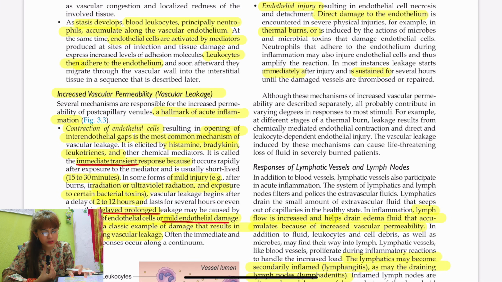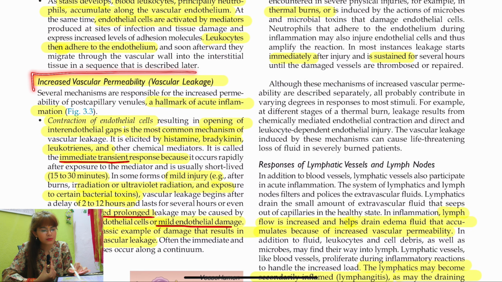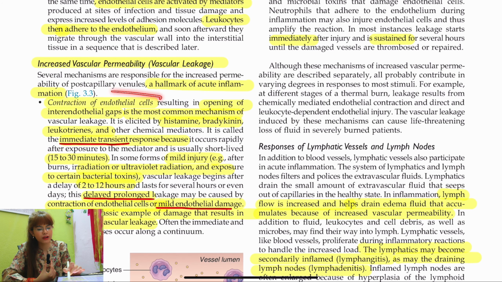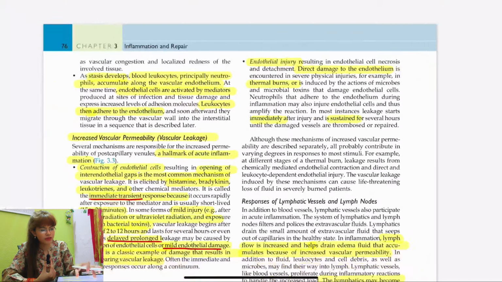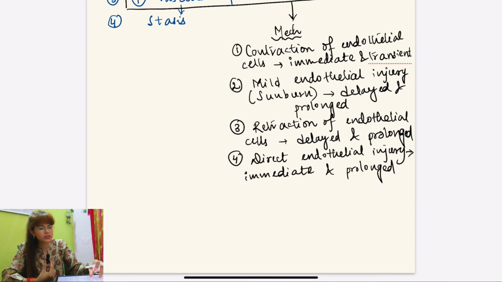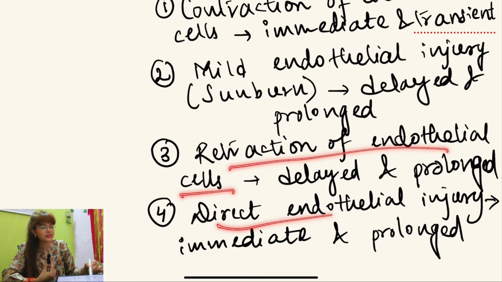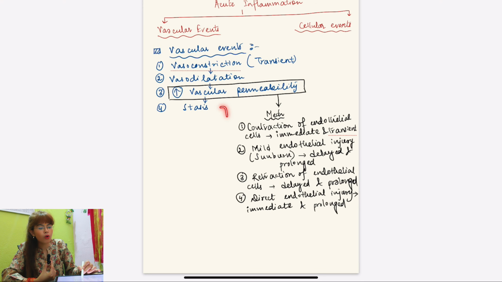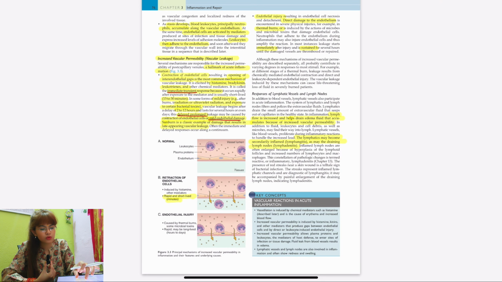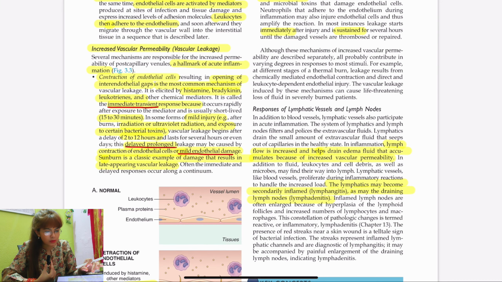So let's talk about this now. What is the mechanism of increased vascular permeability? Just now I have mentioned contraction of the endothelial cells, which has an immediate transient effect. I mentioned all these points here. There is mild endothelial injury, retraction of the endothelial cells, and direct endothelial injury. So by all these mechanisms, there's going to be an increased vascular permeability.